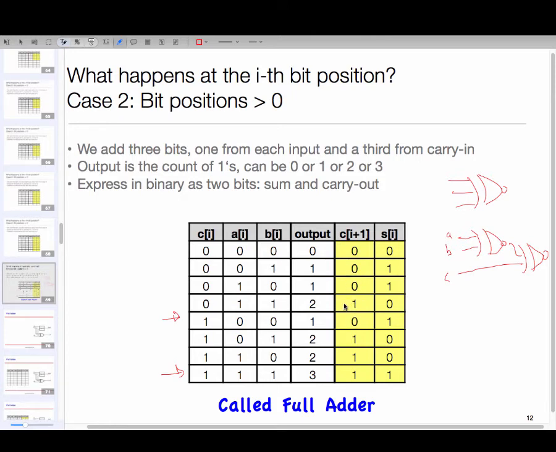So what about the carry out, the CI plus 1? What circuit does it look like? So let's see. It is 1 when it is 011 or 101 or 110 or 111. And this corresponds to the function we saw very early in the course, the majority function. That is, when majority of the inputs are 1, then the output is 1. So this is XOR. And this is majority.